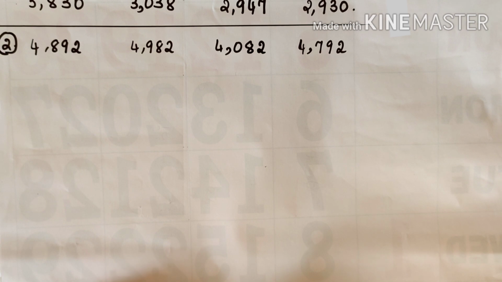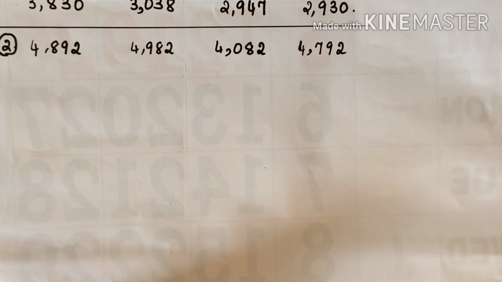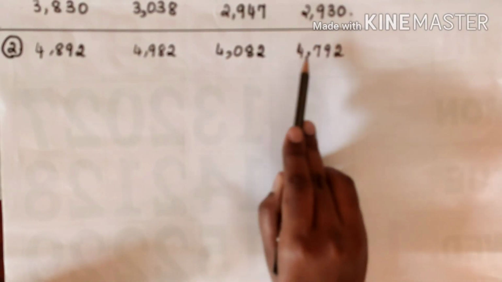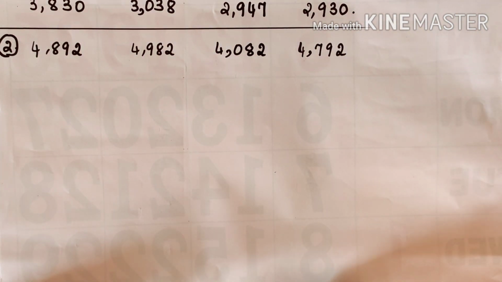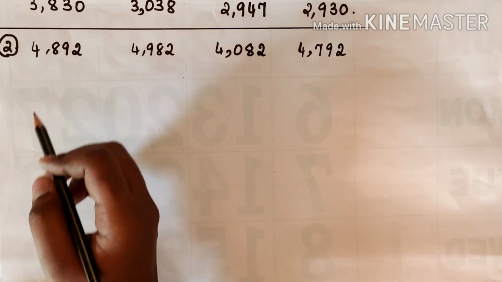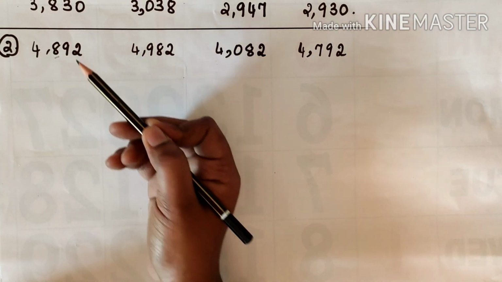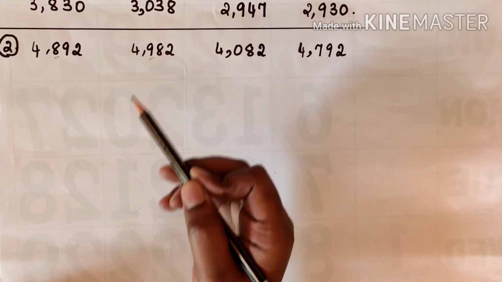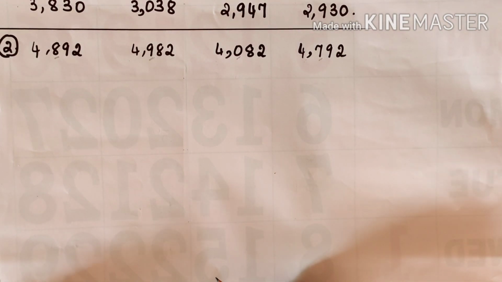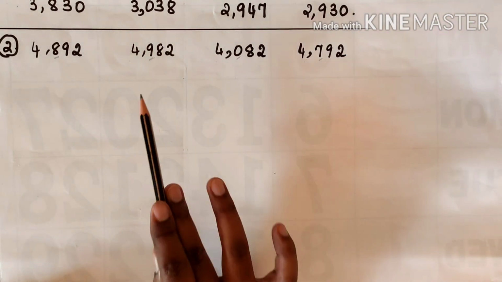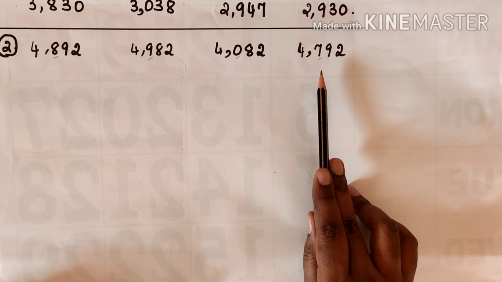4892, 4982, 4082, 4792. All the four numbers, highest place is thousands and it is same. Now we have to move on to hundreds place. Very good. I hope you all are answering. We have 8 here in hundreds place, 9 here in hundreds place, 0 here in hundreds place and 7 here in hundreds place. 8, 9, 0, 7.